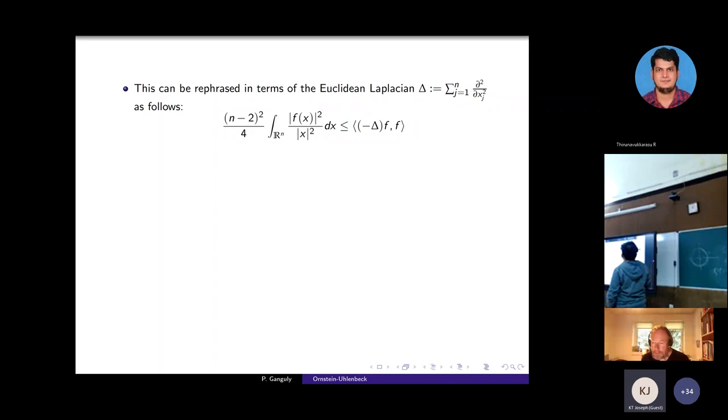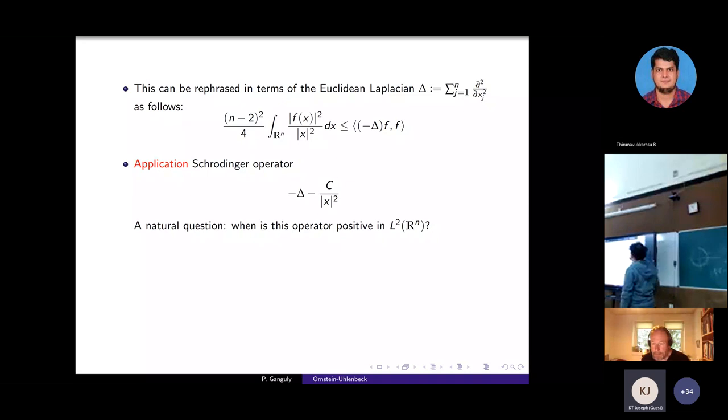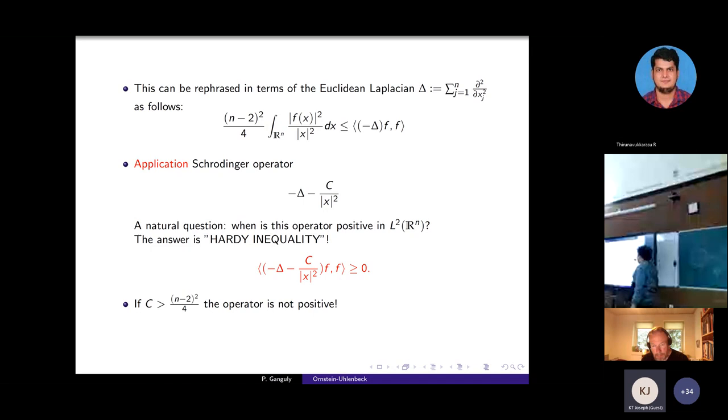Now, what are the physical applications of this Hardy inequality? If you consider the Schrodinger operator, this is just the Laplacian with a potential term, an inverse squared potential term. A natural question is, when is this operator positive in the Hilbert space L2(R^n)? The answer is exactly the Hardy inequality. The sharpness of this constant also gives us that if C is bigger than this Hardy constant, then the operator is not positive.